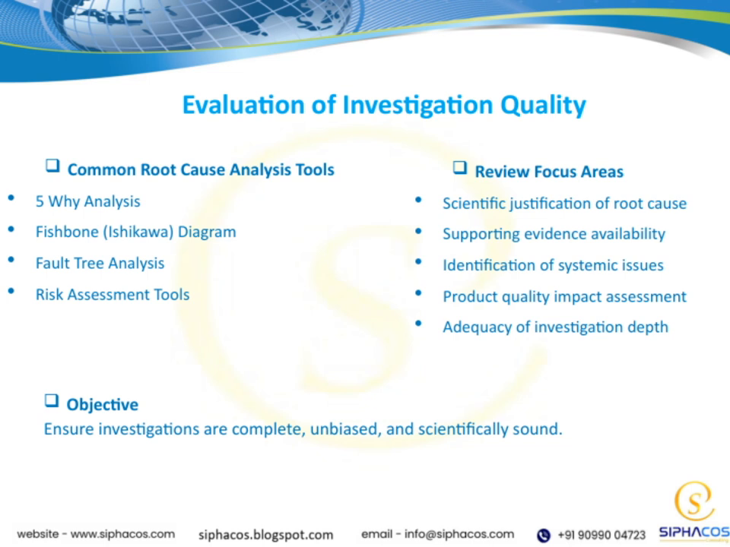Now, to assist with root cause analysis, we often rely on common tools. The 5 Why analysis is a simple yet powerful method, asking why repeatedly until we reach the core cause. The fishbone or Ishikawa diagram helps us visualize possible causes across categories like people, process, equipment, and materials. Fault tree analysis then allows us to map out potential failure pathways in a logical tree-like structure.